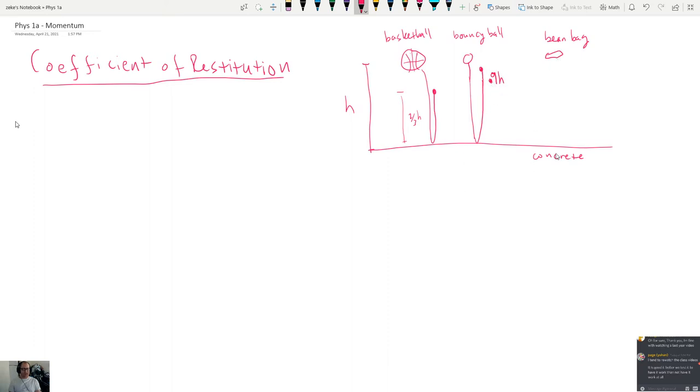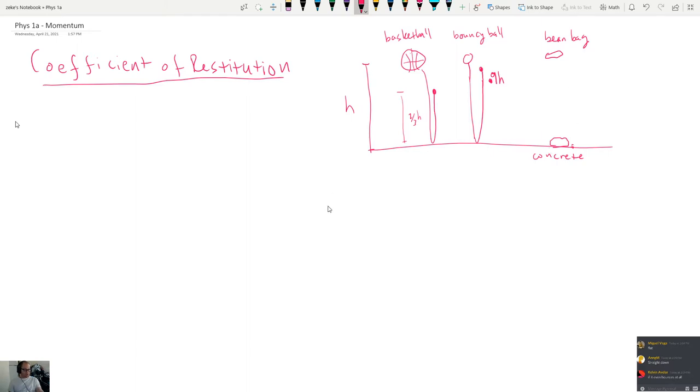And now the beanbag, you all know what this is going to do. What happens if I drop a beanbag on the ground? Is it going to bounce very high? It's not, right? It's just going to splat on the ground. It's going to hit the ground. If it bounces up at all, it's going to bounce up by a millimeter or something, right? It's just going to fall. It's going to go splat on the ground, right? Yeah, exactly.